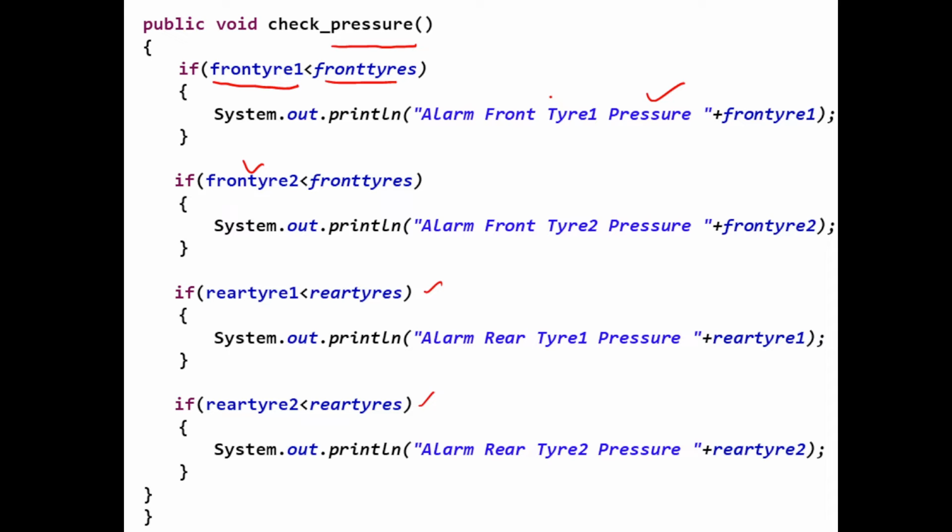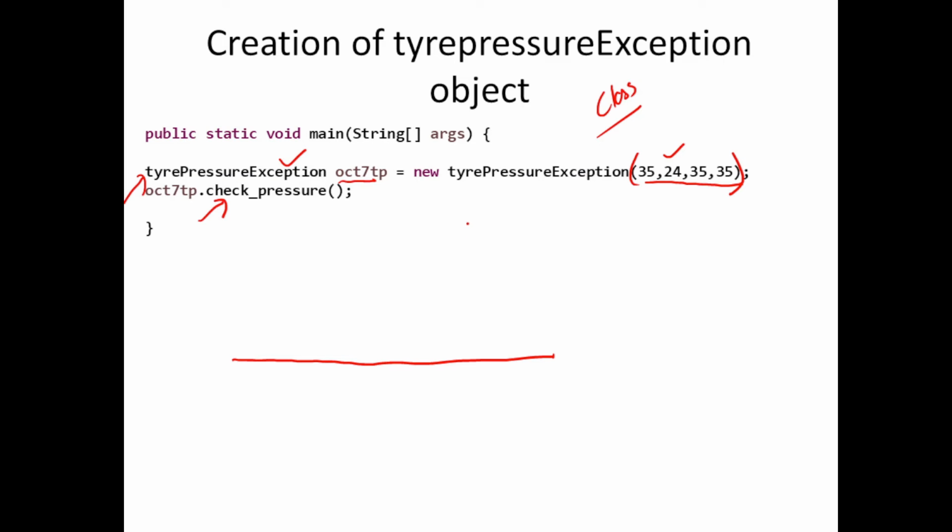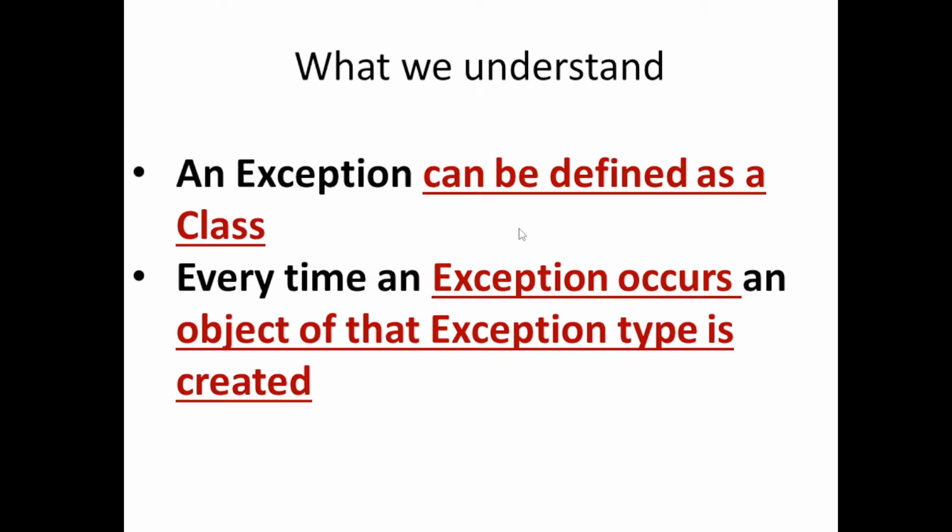What do you mean by an object? At that time, what is the engine temperature? That is an instance of that exception. So this understanding you should have. This is a very important understanding. That's why I'm giving you an example like this. So what we understand is, this is very important.